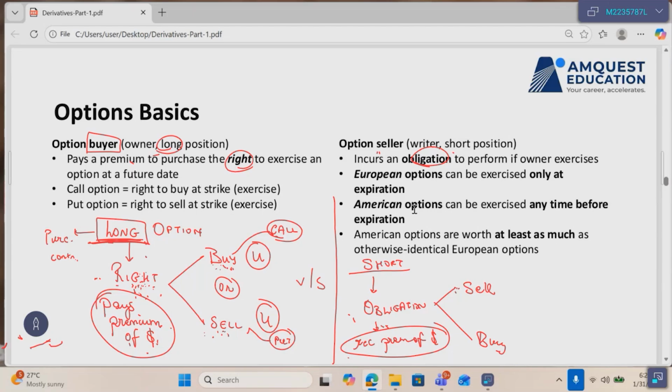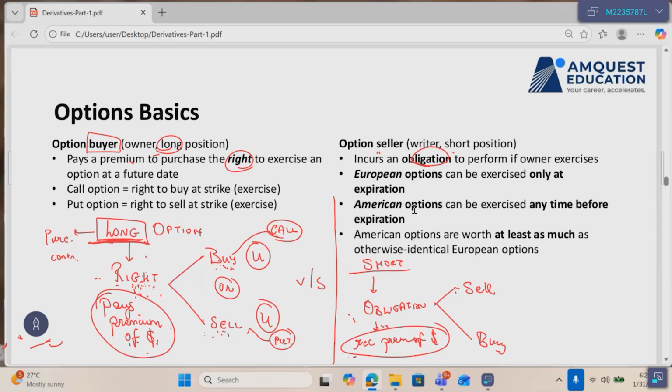Obviously, premium. The long is going to pay premium, so he's losing 50. This guy is receiving premium, so he's gaining 15. So remember, the game is a zero-sum game. What he makes is what he loses. What he loses is what he makes. That's it. Are we clear?